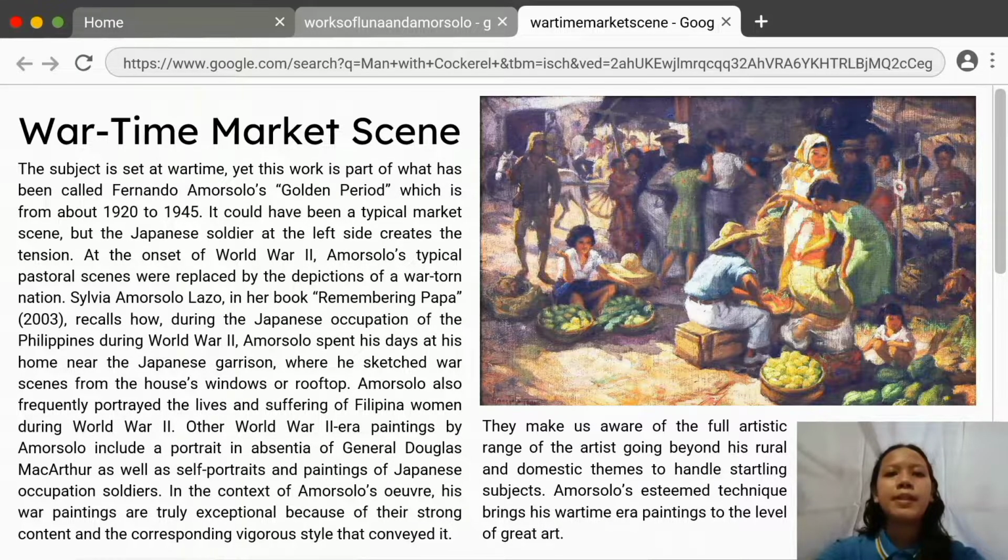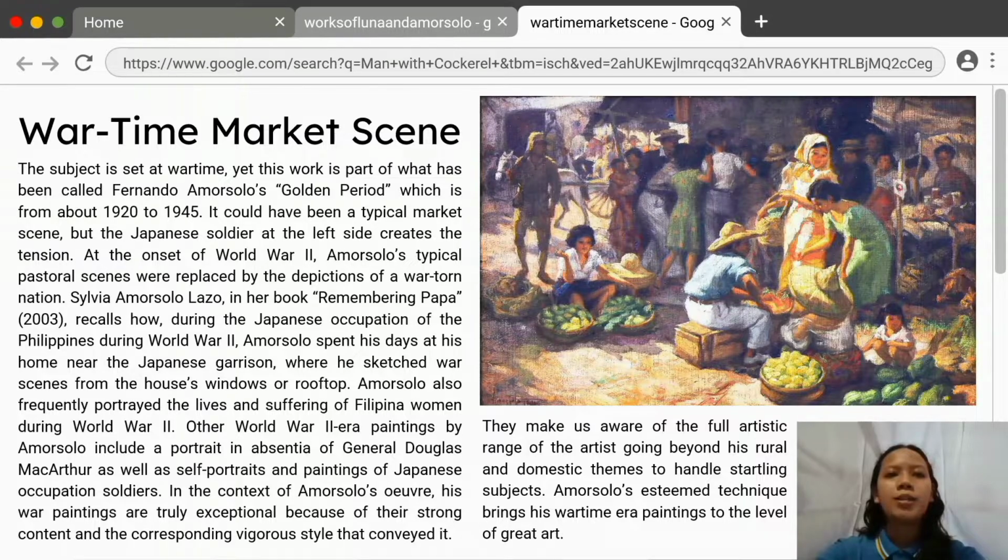Sylvia Amorsolo Lazo in her book Remembering Papa, 2003, recalls how during the Japanese occupation of the Philippines during World War II, Amorsolo spent his days at his home near the Japanese garrison, where he sketched the war scenes from the house's windows and rooftop. Amorsolo also frequently portrayed the lives and suffering of Filipino women during World War II.